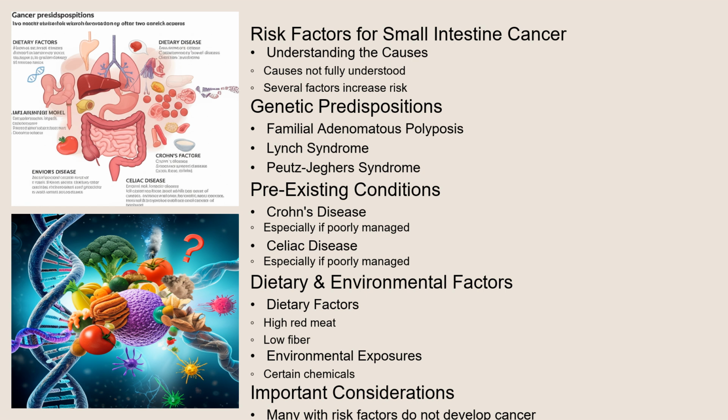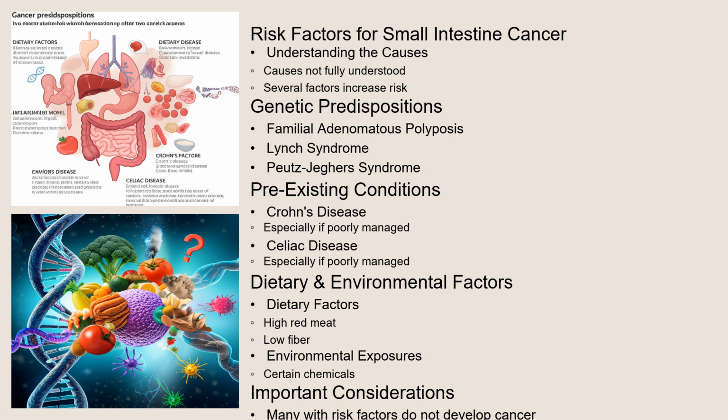The precise causes of small intestine cancer are not fully understood, but several factors are known to increase the risk. These include genetic predispositions, such as familial adenomatous polyposis, Lynch syndrome, and Peutz-Jeghers syndrome. Certain pre-existing conditions like Crohn's disease and celiac disease, especially if poorly managed, can also elevate the risk.